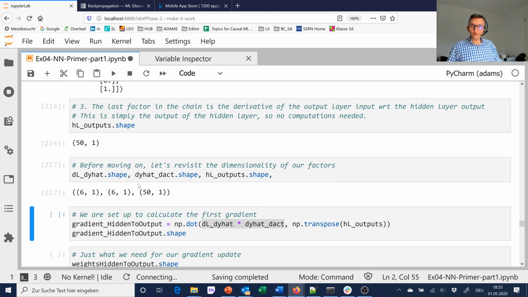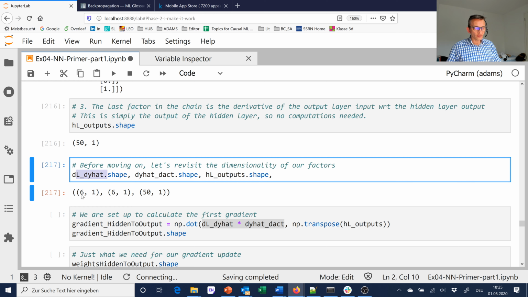The derivative of the loss with regard to the forecast, the shape of which is 6 by 1. The derivative of the forecast with regard to the raw output score, which is 6 by 1 as well. And then the outputs of the hidden layer, which are 50 by 1. And looking at these shapes, you can make sense out of this calculation here. We're basically multiplying the factors together.